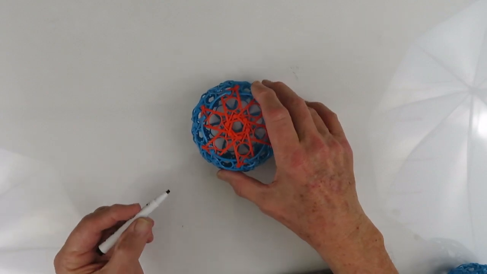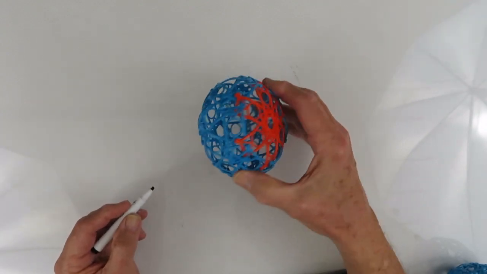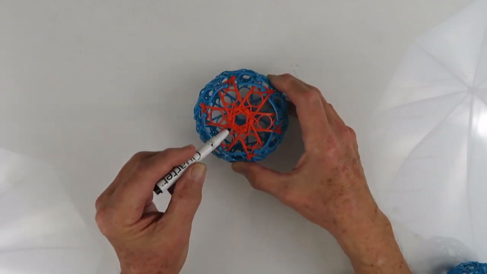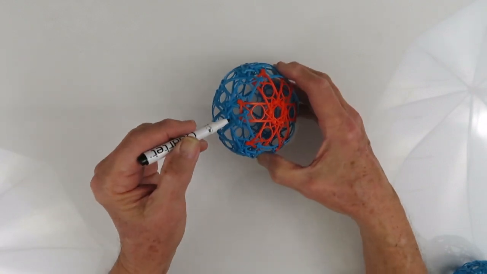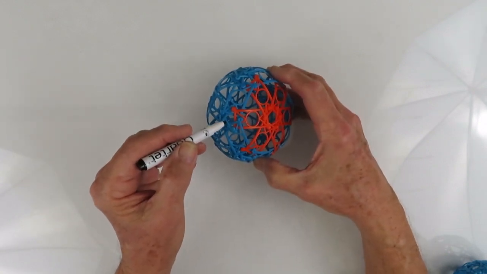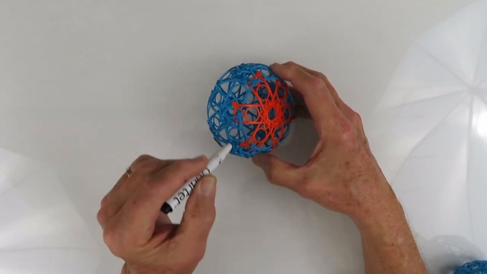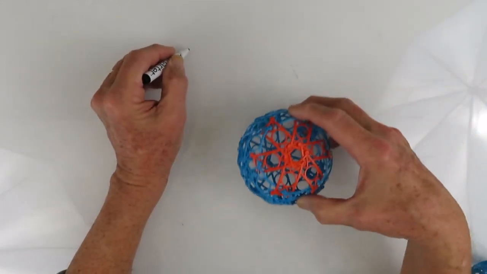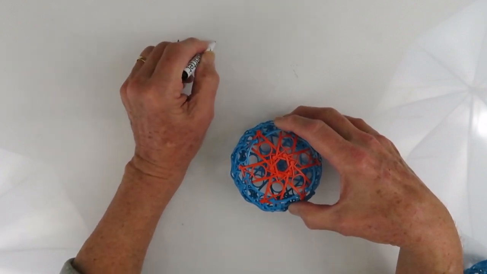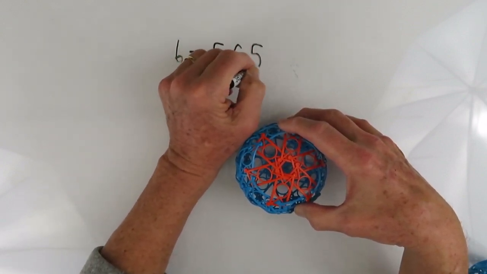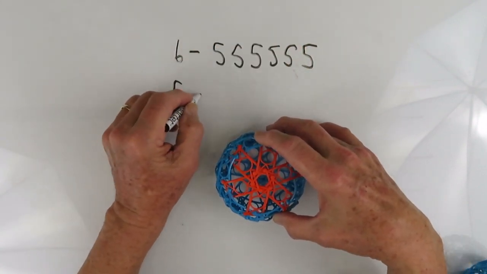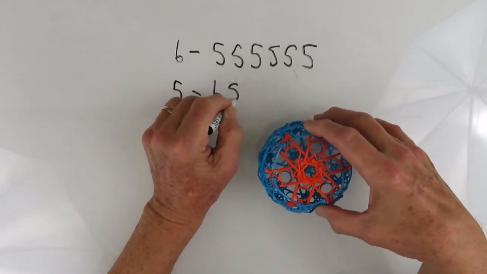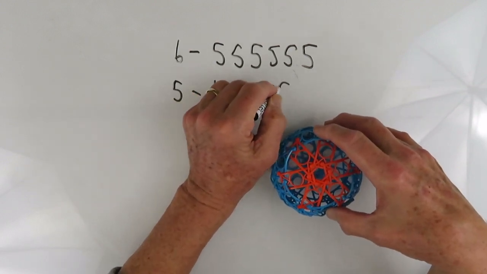The next and final structure to be shown for the grammar is this flat structure. Here I've colored the 6-edge node in orange, and we start out by noticing that there are 12 5-edge nodes. Each 5-edge node has one 6-edge node and then 4 5-edge nodes around it. So we can write the grammar as 6, 5, 5, 5, 5, 5, 5, and then 5, 6, 5, 5, 5, 5.